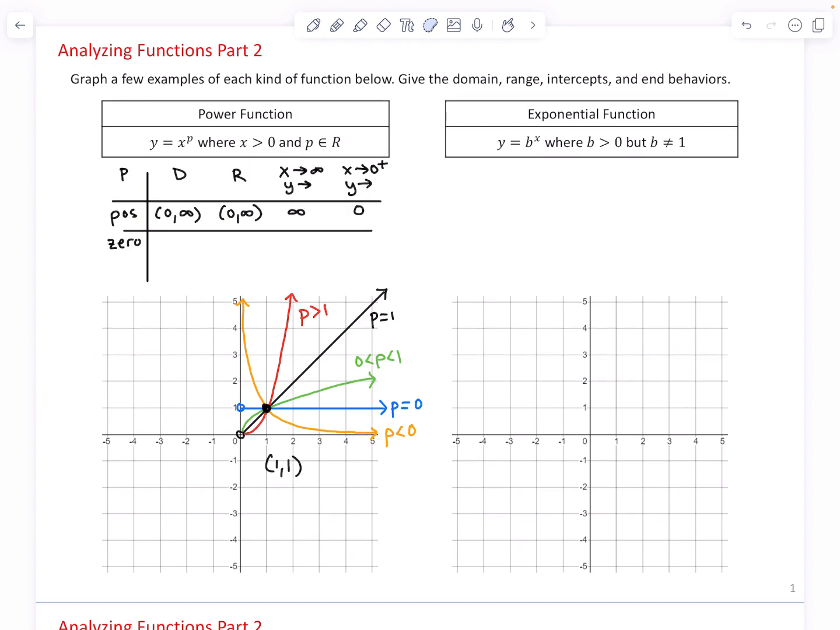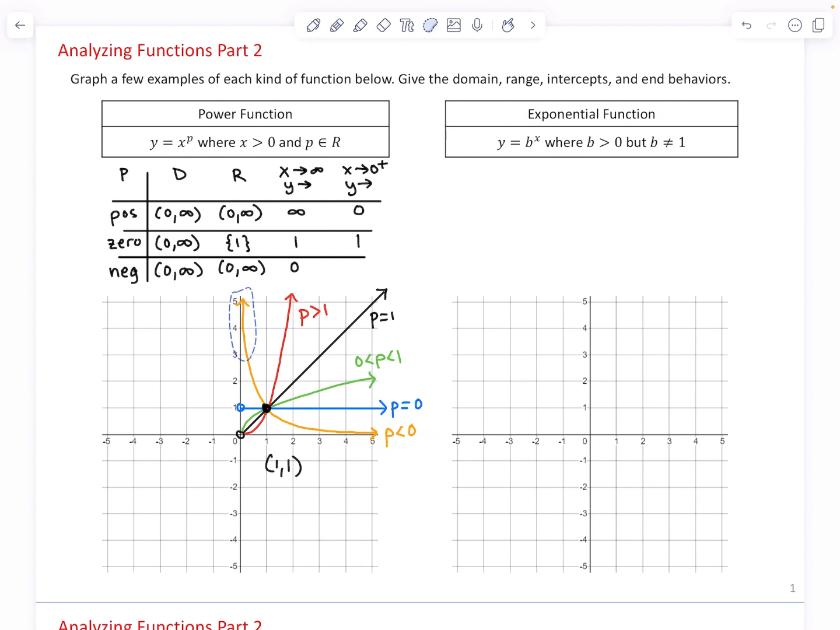If p is 0, that is the blue one, same domain. The range, though, becomes a single possible output of 1. As we go off to the right forever in this graph, the y-coordinates approach 1. And as we get closer to the y-axis, the y-coordinates are also getting closer to 1. And if p is negative, the orange graphs, we have the same domain, a range again of 0 to infinity. But as we go to the right forever with the orange graph, the y-coordinates approach 0.